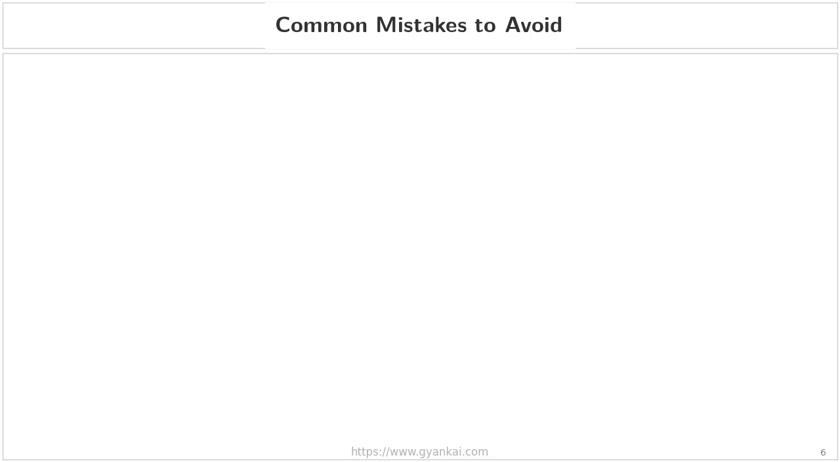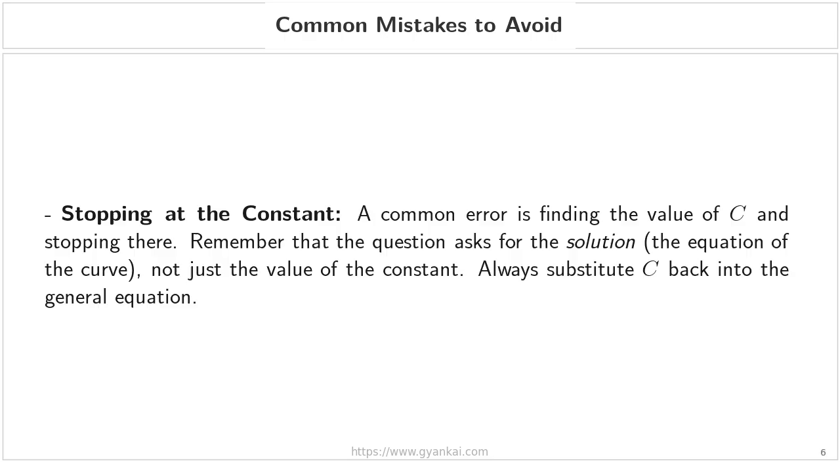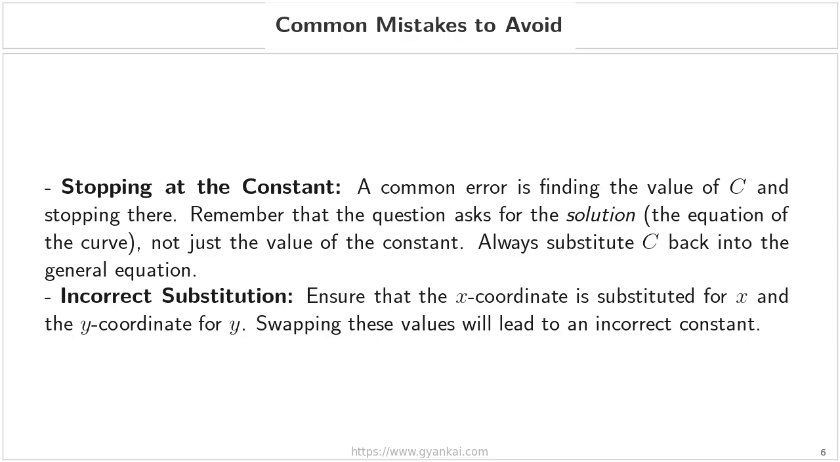Common mistakes to avoid. First, let's talk about stopping at the constant. I have seen many students work through the entire integration process, find the numerical value for c, and then simply stop there. Please remember, the question is asking you to find the solution, which means it wants the full equation of the curve. Finding that c is just a middle step. Once you have found the value of c, you must always substitute it back into your general equation to present your final, particular solution.